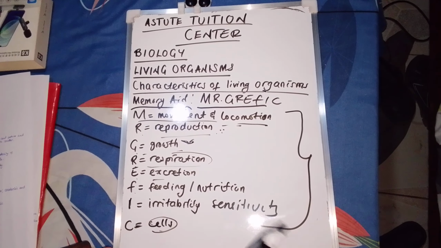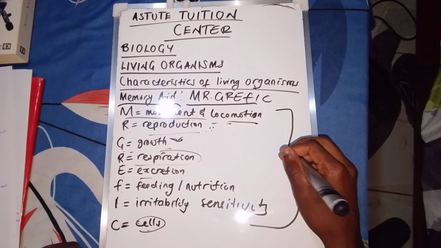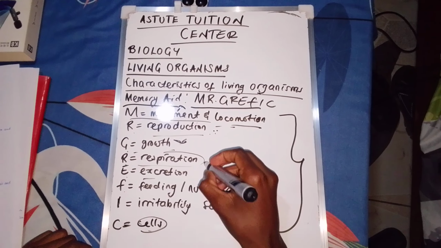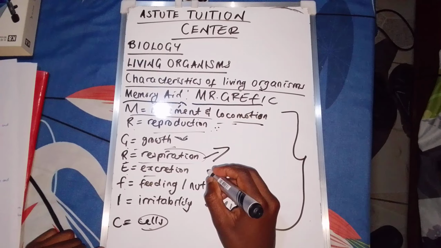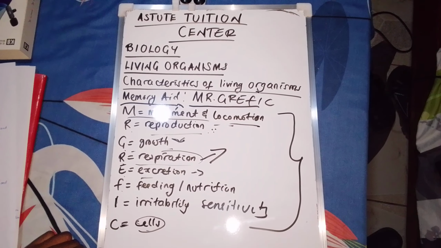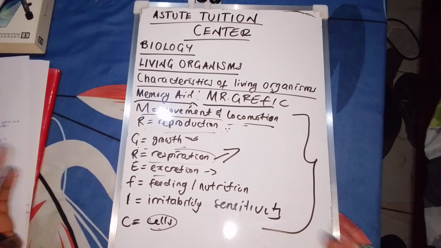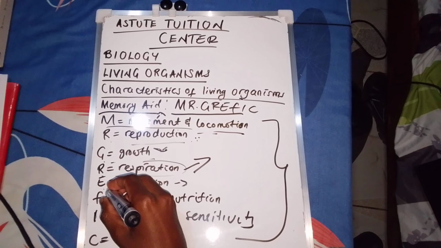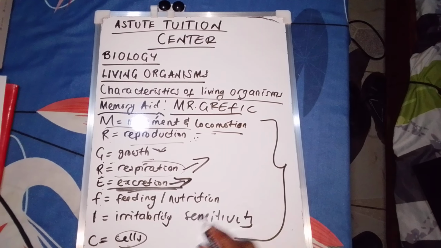Respiration is the release of energy from food substances in living organisms. So when you release energy from the food substances we obtain, that's what we call respiration. And then excretion is the removal of waste products from the organism. So when these organisms remove the waste products that are accumulated in the body after carrying out certain reactions, that process by which those waste products are removed is called excretion.